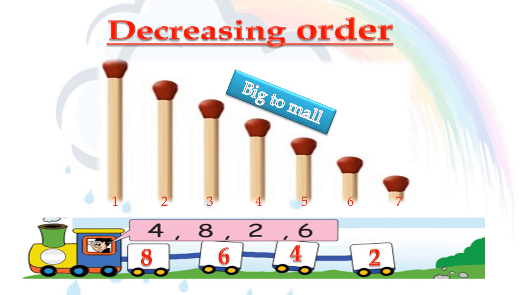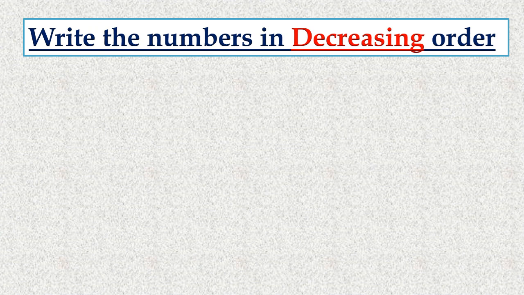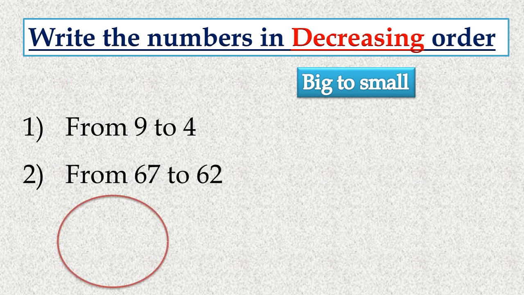Okay. Now we arrange these numbers in decreasing order. 8, 6, 4 and 2. Write the numbers in decreasing order. Decreasing order means big to small. See the question. Here we want to arrange these numbers in decreasing order. In decreasing order, first we want to write the big number. The next we want to write the second biggest number. Then the third biggest number. Thus we want to move forward.